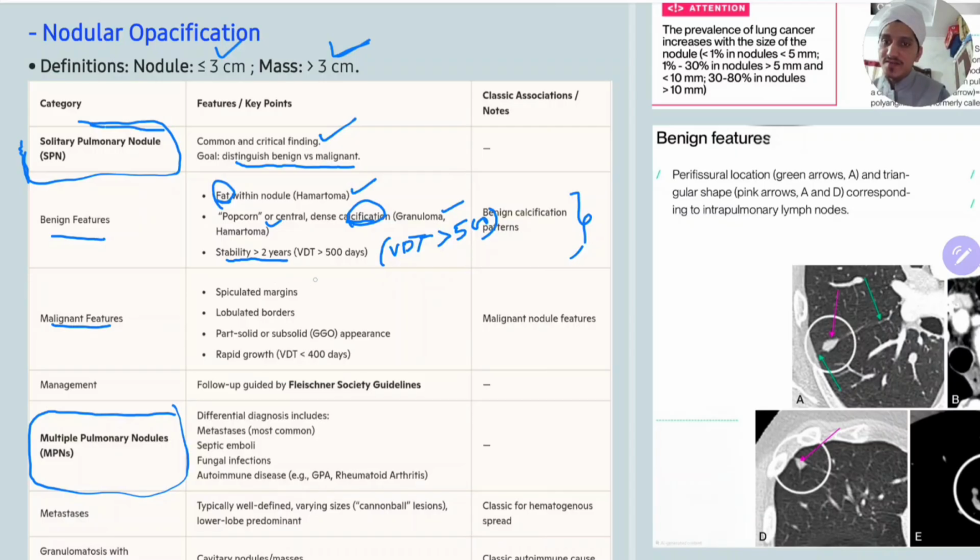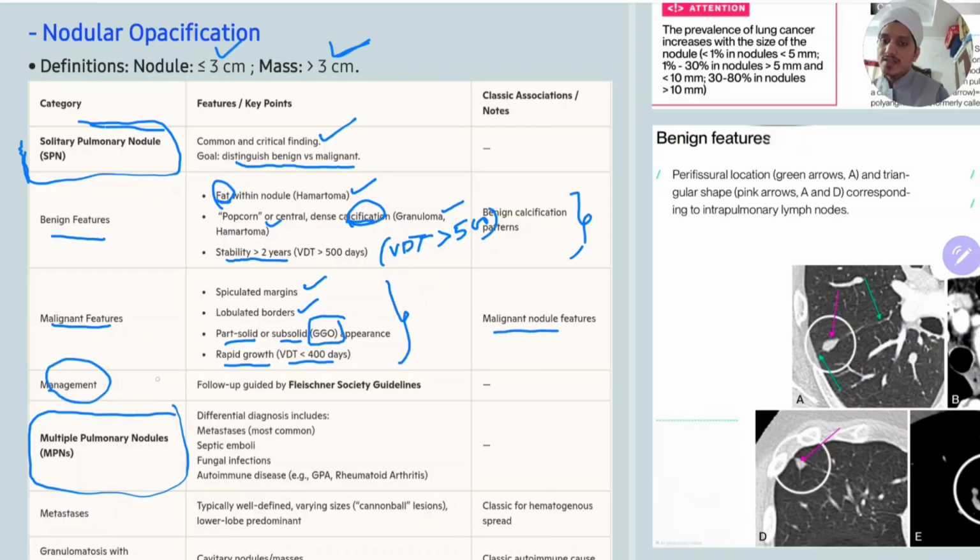What are the malignant features? Spiculated margins, not smooth margins, or lobulated margins, or partly solid or subsolid appearance. For example, in patients with granulomatosis with polyangiitis you see this type of nodule. Or rapid growth. What is rapid growth? Volume doubling time less than 400 days. So these features suggest a malignant nodule.